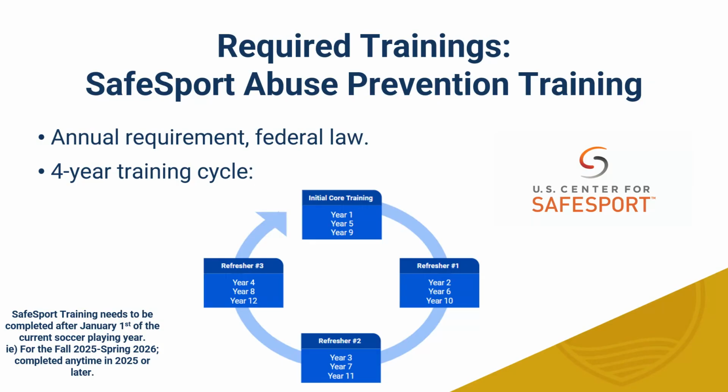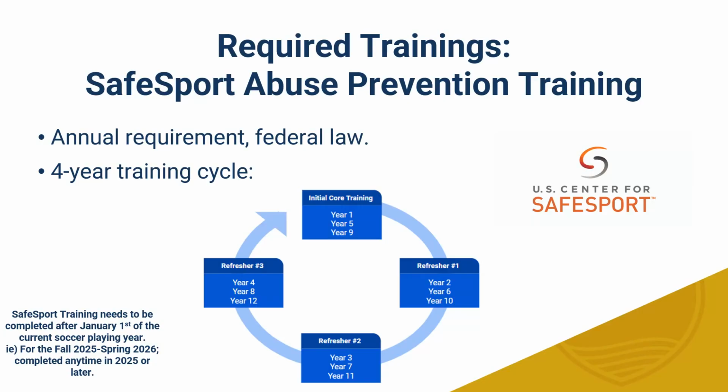You can think of this training as a 4-year cycle. The first year, you'll take the initial core training, which takes approximately 90 minutes. Then years 2, 3, and 4 will be shorter refreshers, which are more like 30 minutes. When you reach year 5, you'll take the initial core training again.